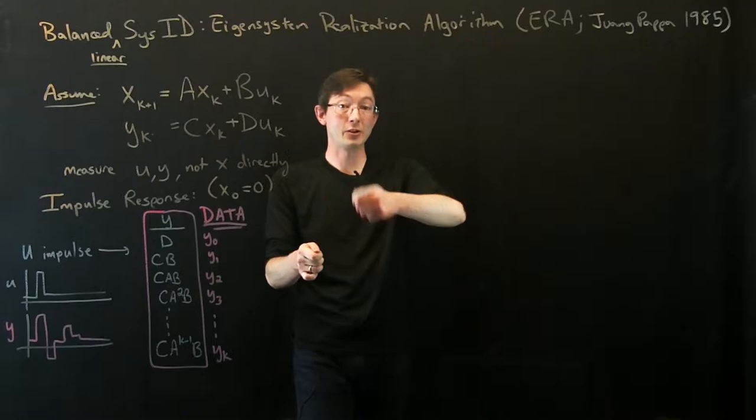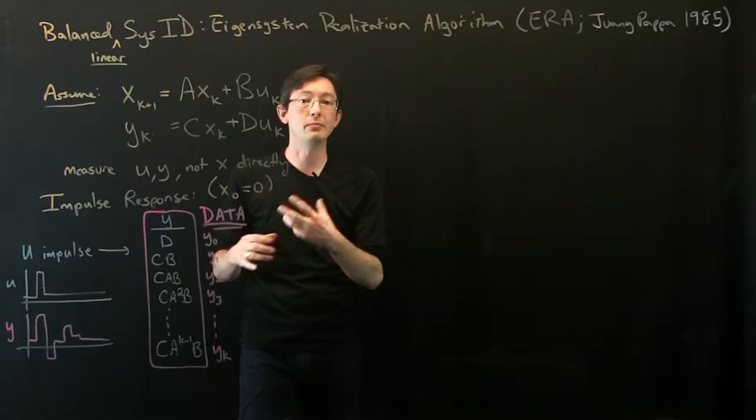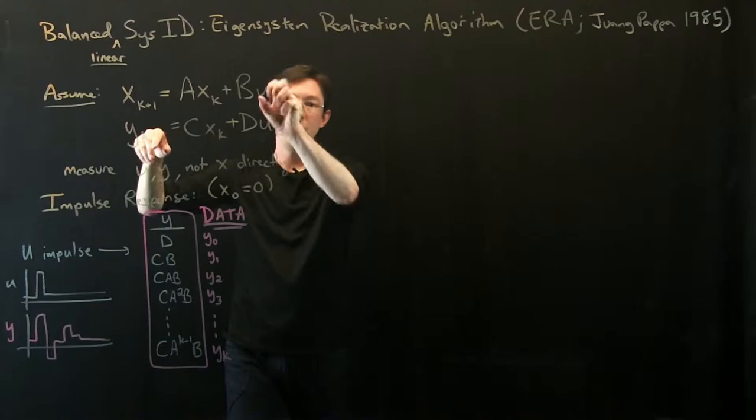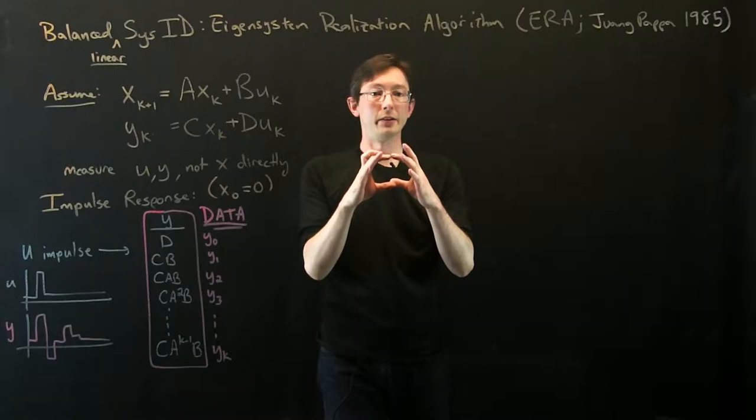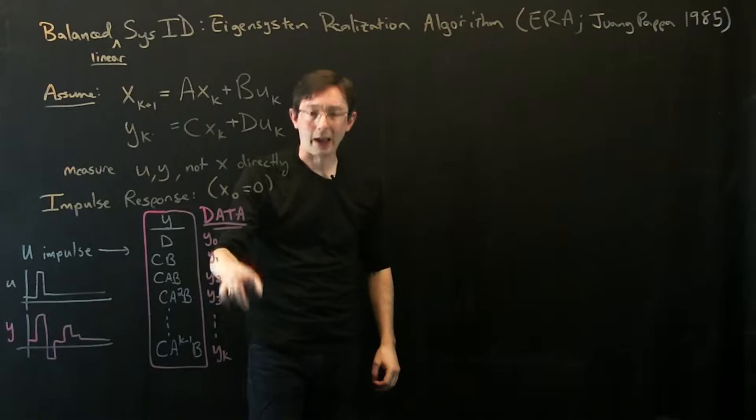I've drawn this as a single input, single output system, but in general, this could be a vector of inputs and a vector of outputs. I could have 3 inputs and 10 outputs. All of this generalizes. These would just then be little matrix blocks of size out by in. But I collect this data in pink here.